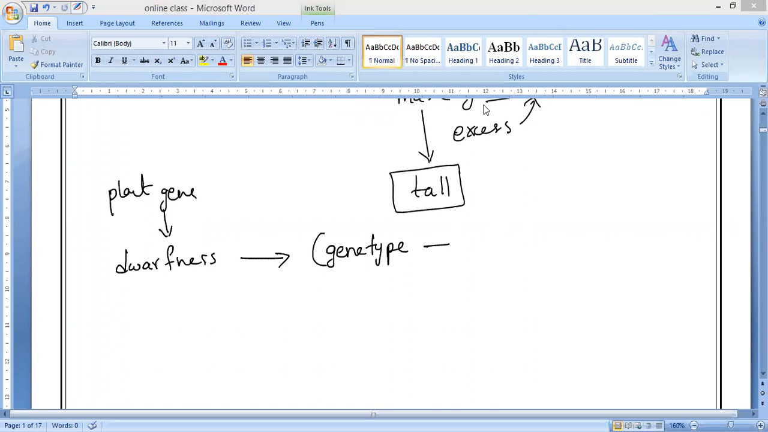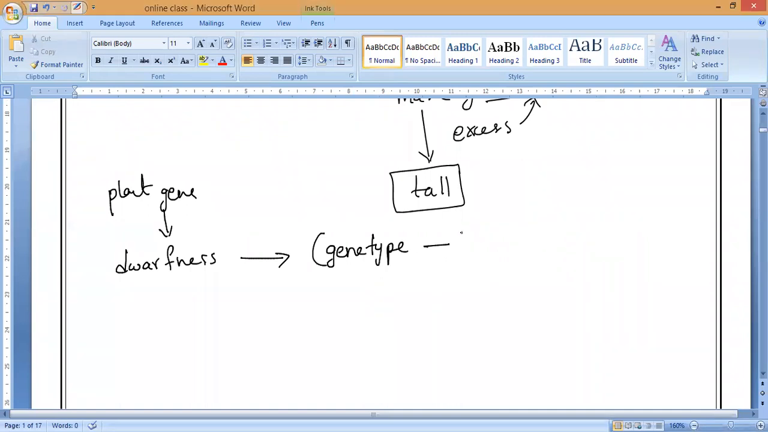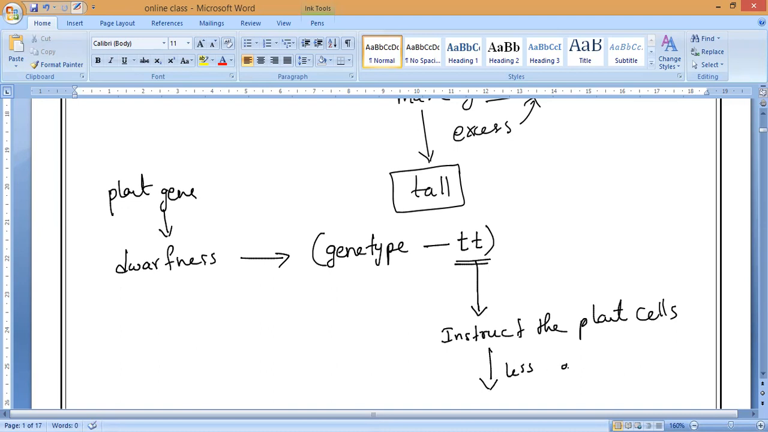Very good, Tarani, somebody is saying in chat. What is the genotype for dwarfness? I am asking. The genotype for dwarfness is both small t's. Yes or no? So now, if any plant has a pair of recessive genes, that is dwarfness, then these will instruct the plant cells to produce less hormones or more hormones, Kevin? It will instruct the plant cells to produce less amount of growth hormones. Do you understand it?